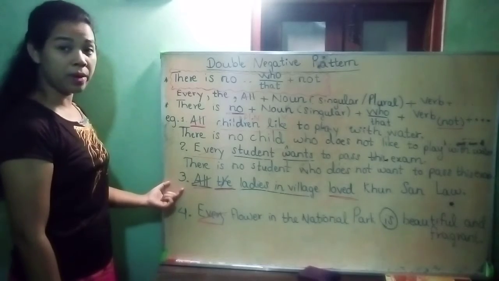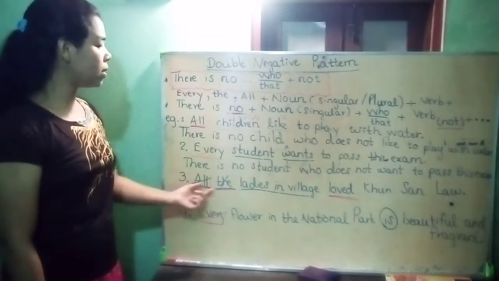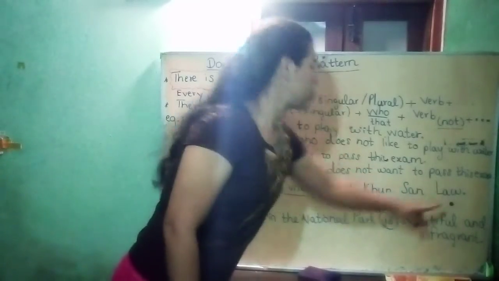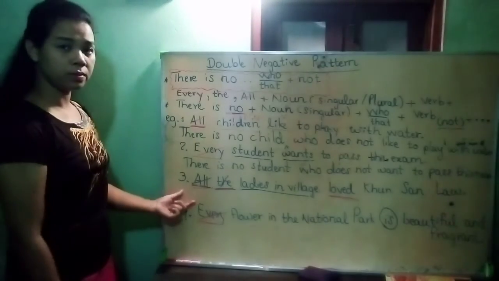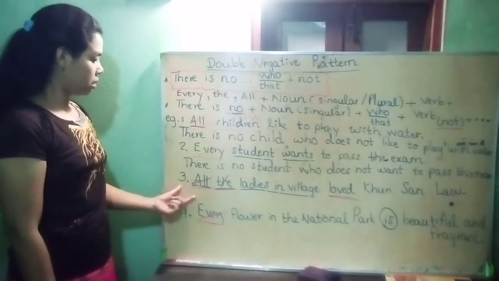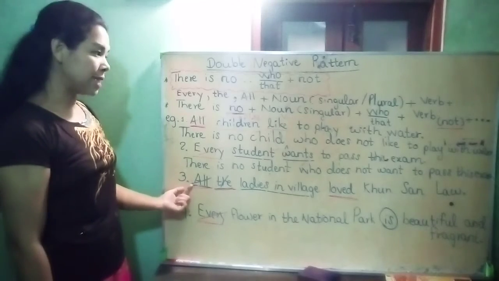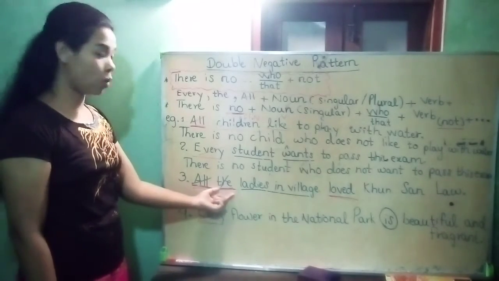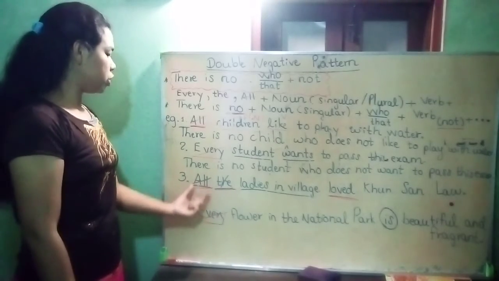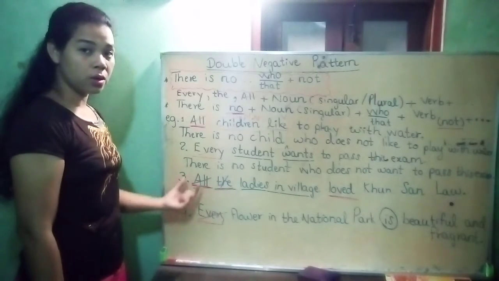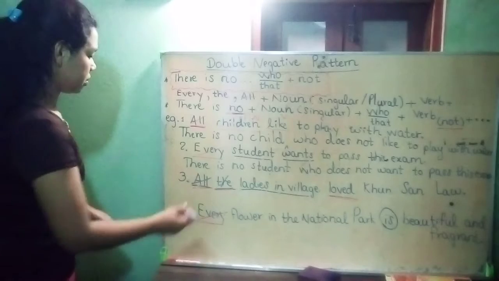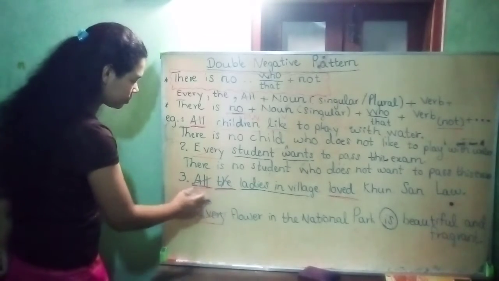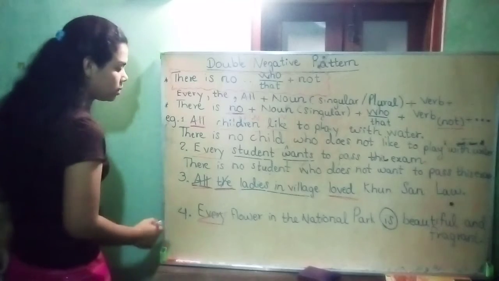Please look at example number 3. All the ladies in the village loved Constant Law. In this sentence, there are two determiners, all and the. So, firstly, you need to eliminate all and the before you start.